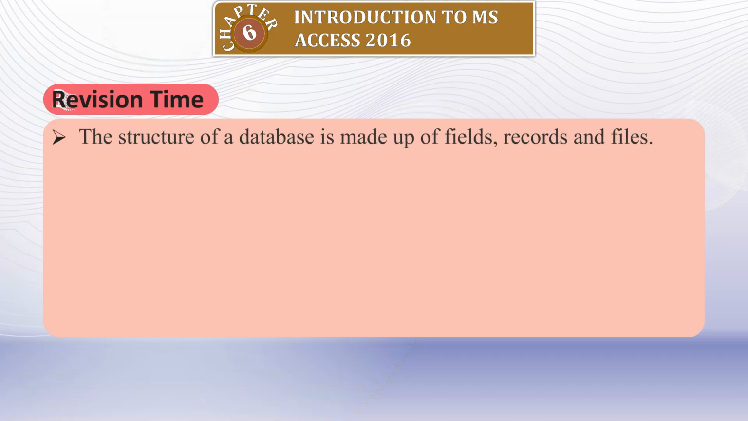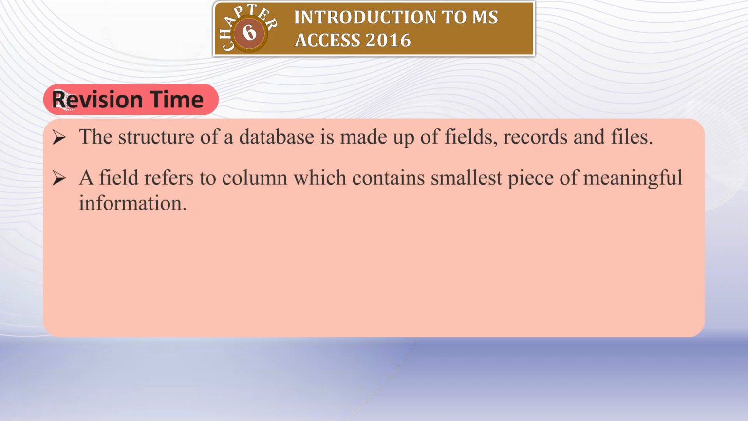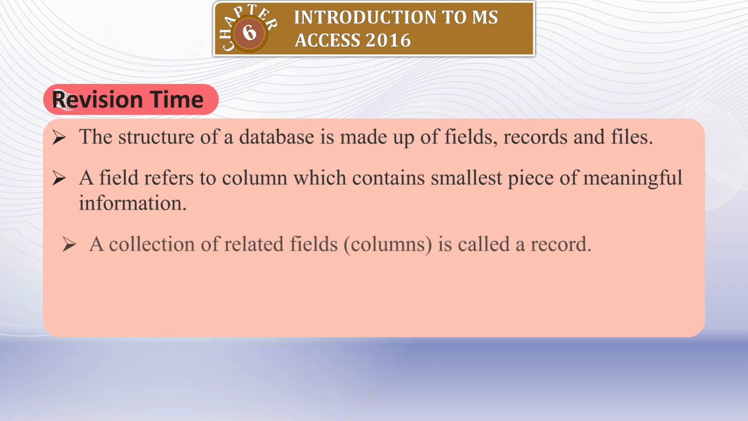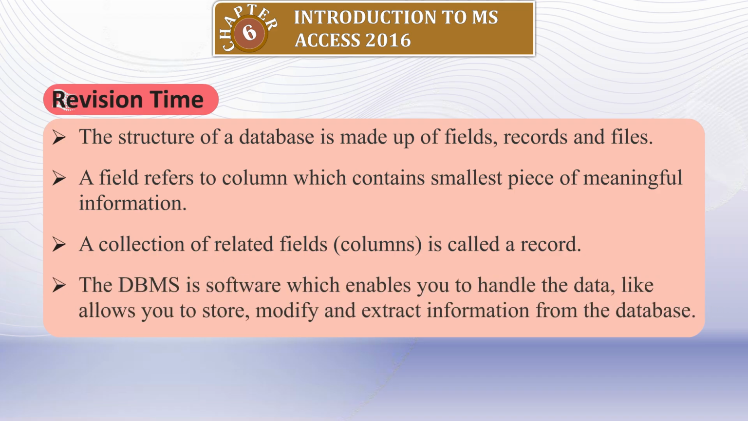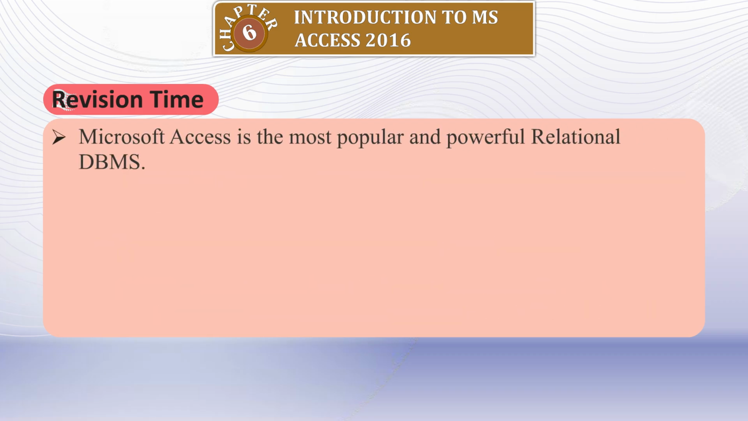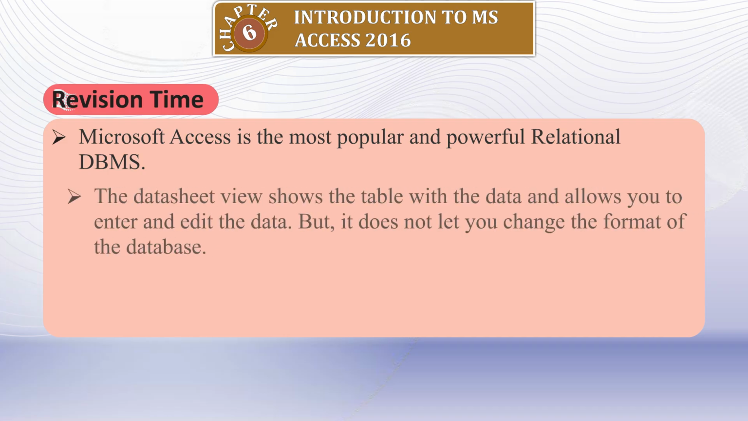Revision time. The structure of a database is made up of fields, records, and files. A field refers to a column which contains the smallest piece of meaningful information. A collection of related fields, columns, is called a record. A DBMS is software which enables you to handle the data, like allows you to store, modify and extract information from the database. Microsoft Access is the most popular and powerful relational DBMS.